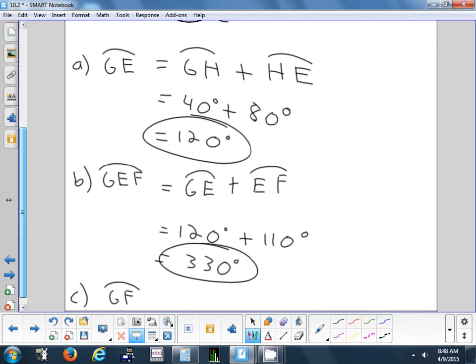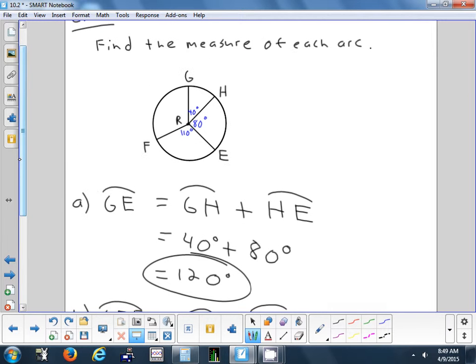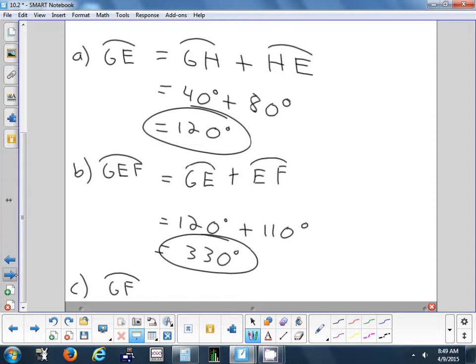The last arc I want to find is GF. Again, try to reuse some of what you already have. You just found this, and now I'm asking for this other part here, arc GF. How do we get that? Why did you say 330? It doesn't add up to 330? Oh, 230, thank you. Yes, 230.